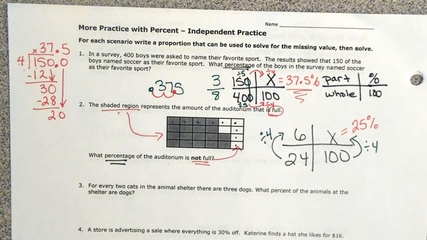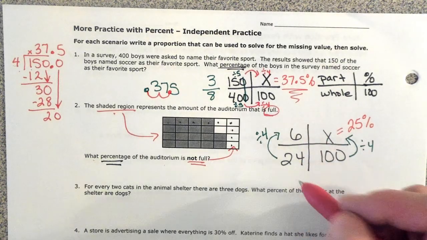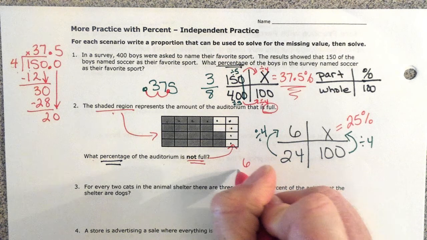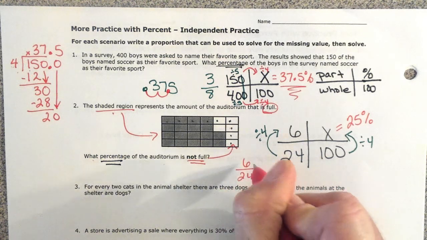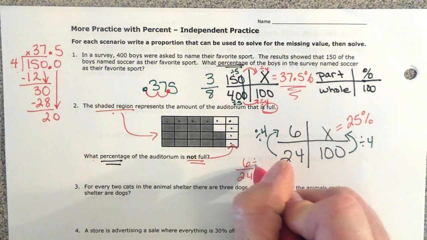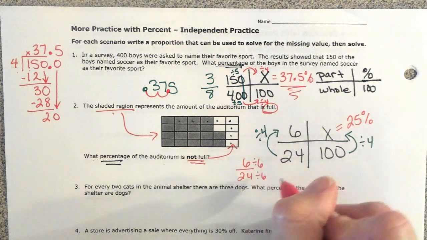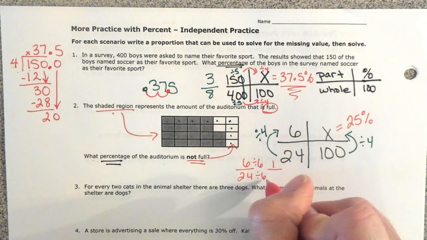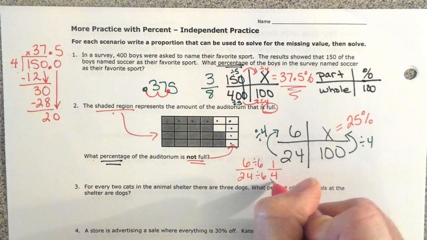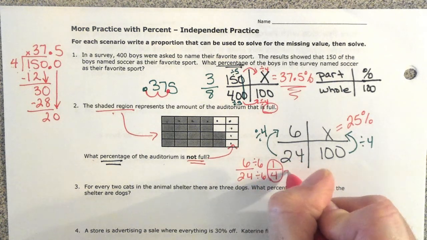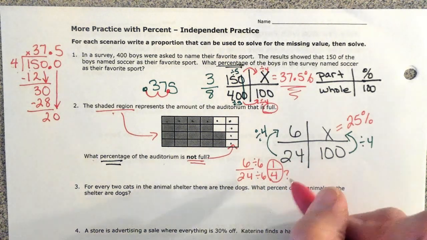This 6 and 24 can also reduce down. Let me come down here and do it. 6 and 24 can reduce down. They can both be divided by 6. And 6 divided by 6 is 1. 24 divided by 6 is 4. And then what percent represents 1/4?